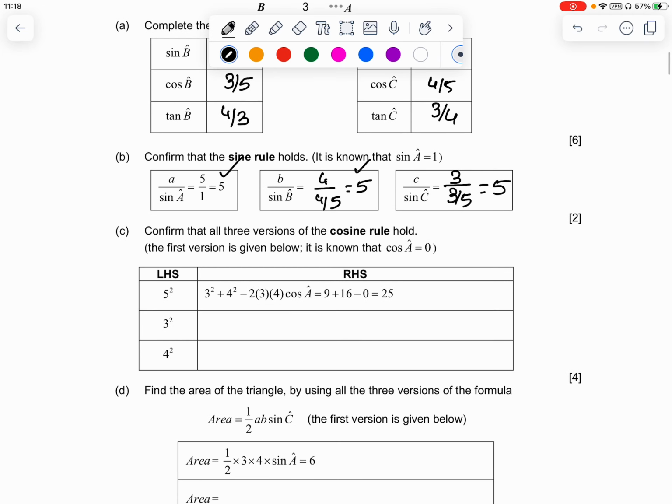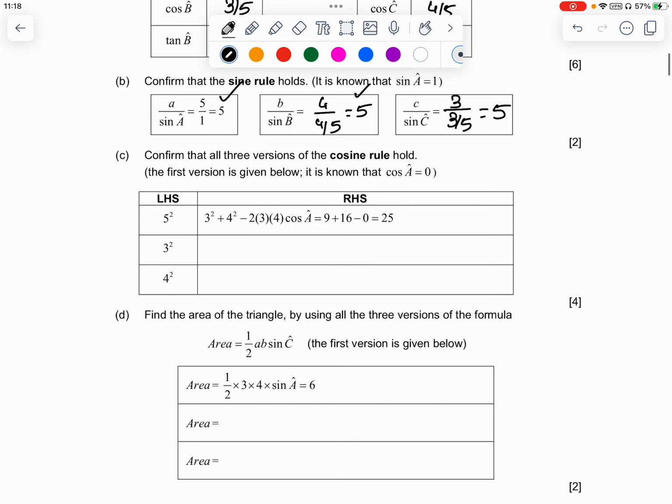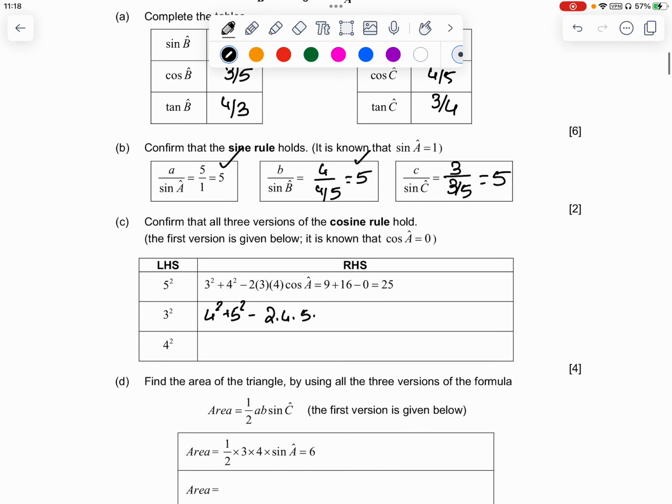Confirm that all three versions of the cosine rule hold good. So 5 square equals 3 square plus 4 square minus 2 times 3 times 4 times cos A. So we got 25. Same is the case with the other two sides, 4 and 5: 4 square plus 5 square minus 2 times 4 times 5 times cosine C. Cosine C is nothing but how much? 4 upon 5. When you simplify it, you will be getting 16 plus 25 minus 32, which is going to be 9.